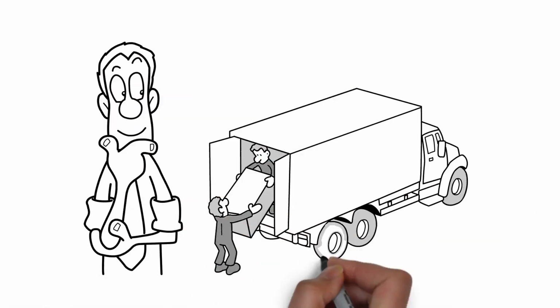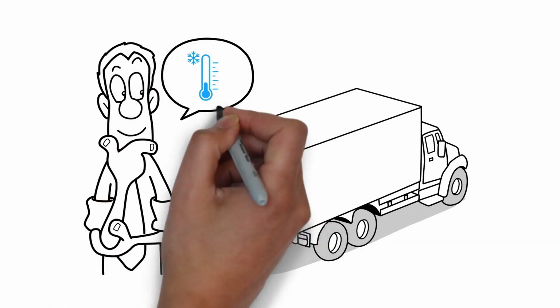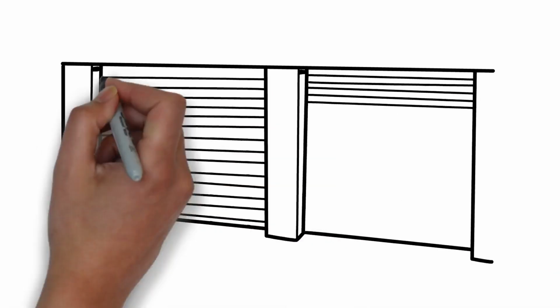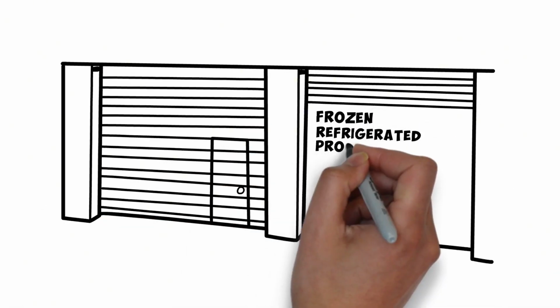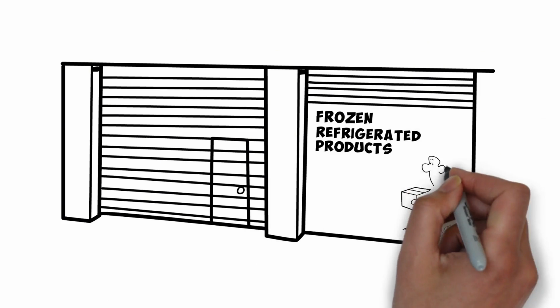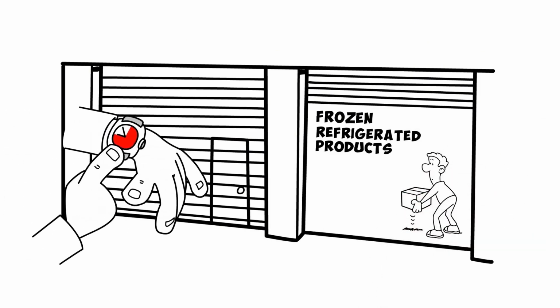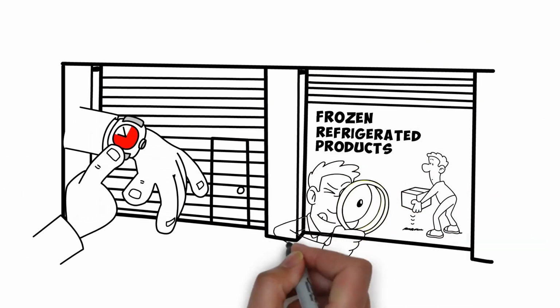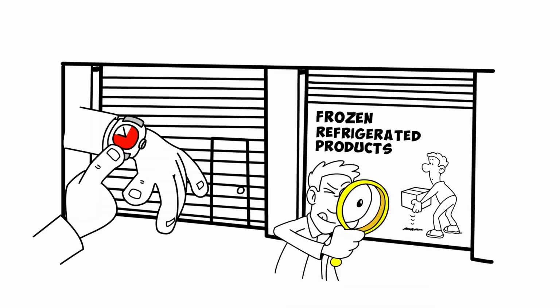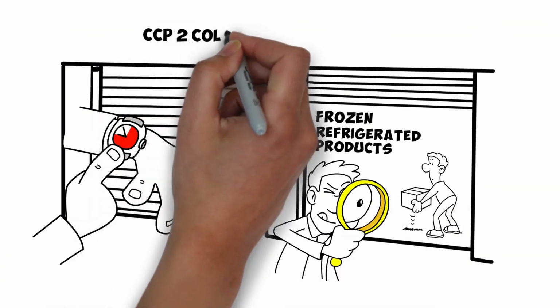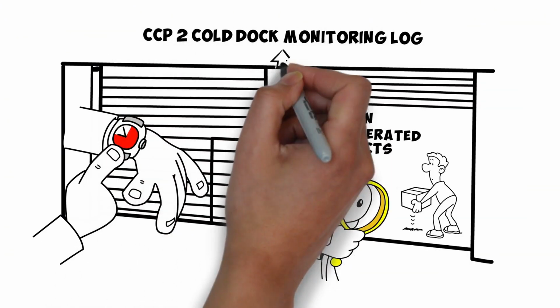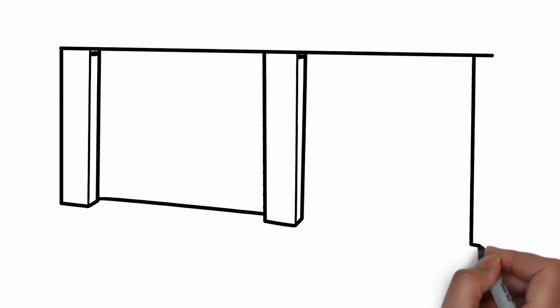Sixth, temperature control. Let's look at how we manage temperature during loading to keep the cold chain intact. Use cold docks for frozen and refrigerated products. If staging on the dock exceeds 30 minutes, frozen product temperatures must be monitored to stay within food safety limits. Record monitoring activities on the CCP-2 cold dock monitoring log.